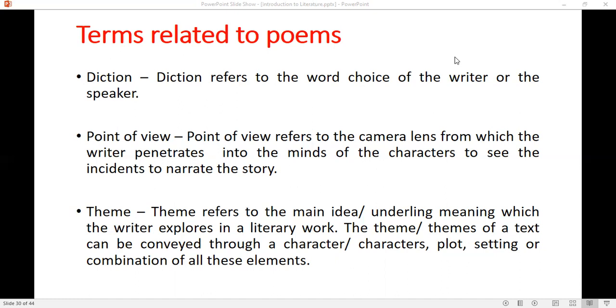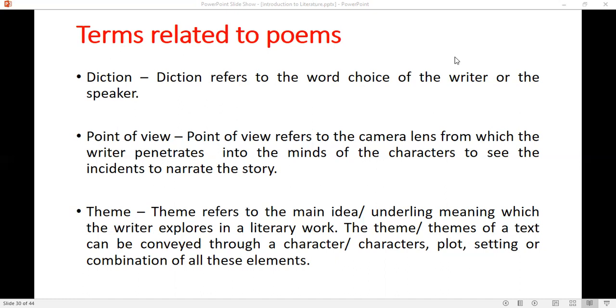Point of view refers to the camera lens from which the writer penetrates into the minds of the characters to see the incidents, to narrate the story. There are three forms of points of view. We will study them in detail in the following slides.